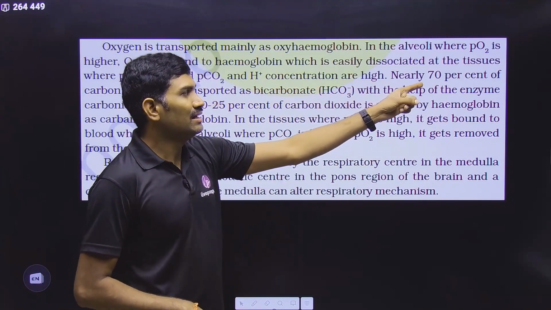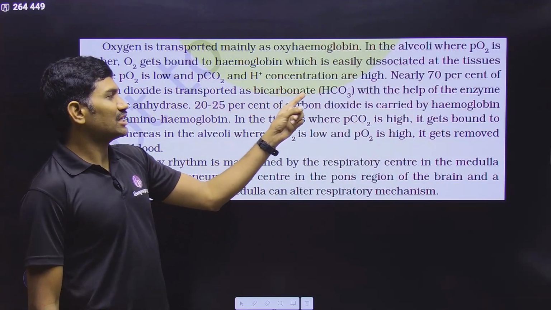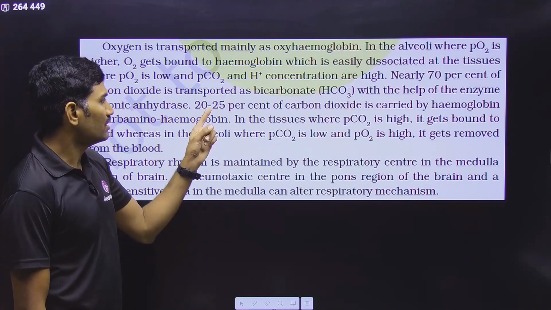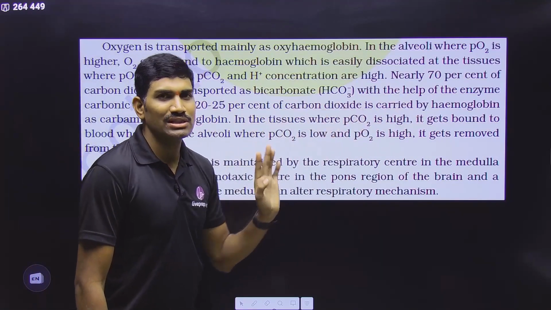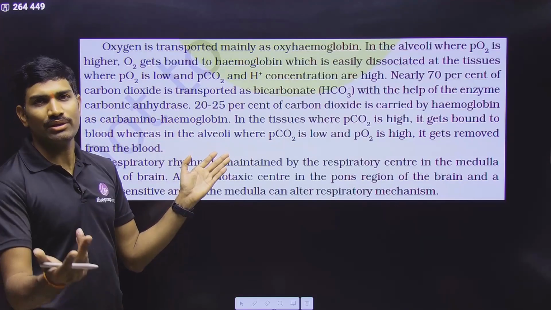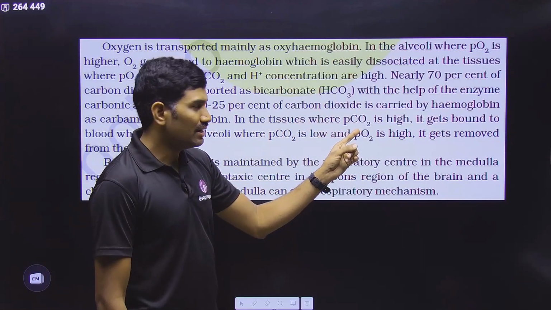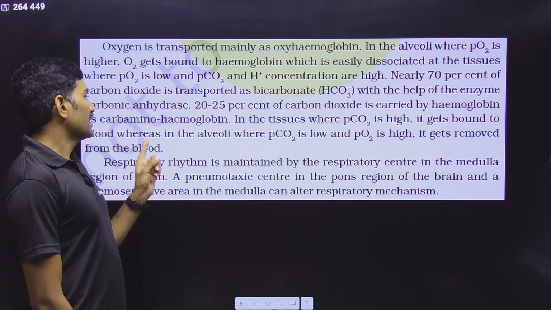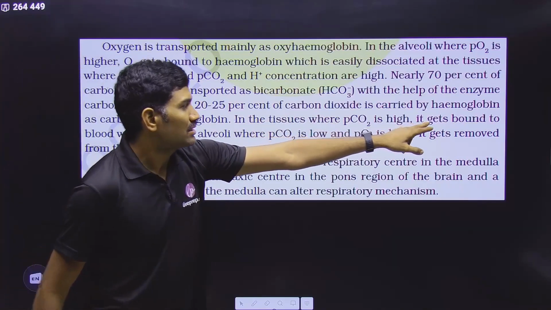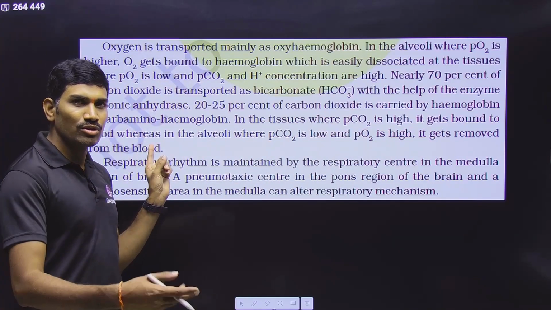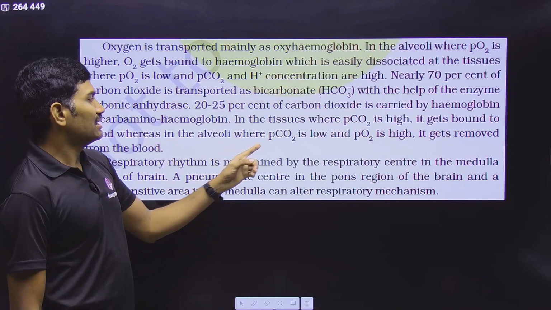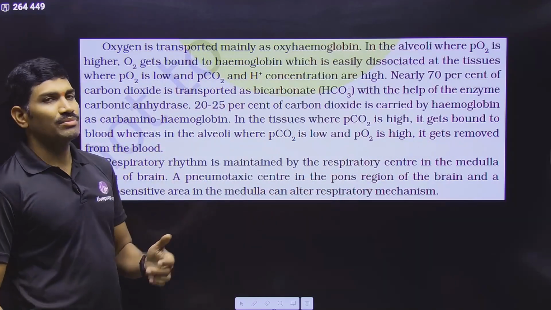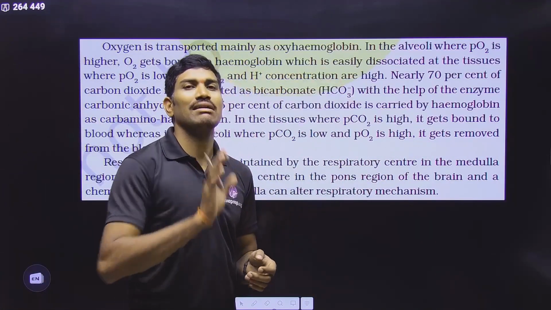These are the reasons. Next one, nearly 70% of CO2 is transported as bicarbonate with the help of the enzyme called carbonic anhydrase. Next one, 20 to 25% of CO2 is carried by hemoglobin as carbaminohemoglobin. Already we studied, in the tissues where CO2 is high, hemoglobin gets bound with this CO2. Whereas in the alveoli, where the partial pressure of CO2 is low and oxygen is high, CO2 is removed from the hemoglobin and goes into the alveoli. This is what they are saying.